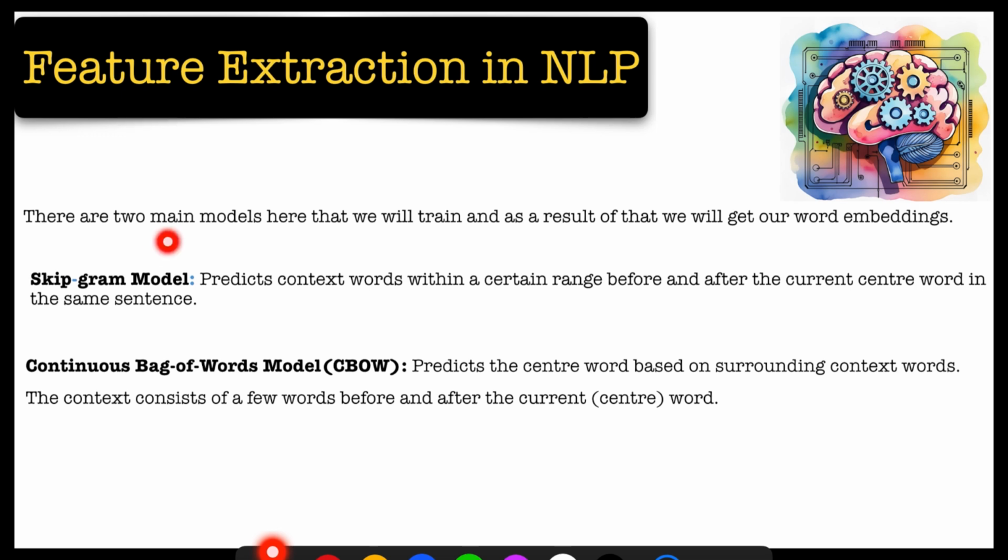Now there are two main models that we use to train, and as a result we get our word embeddings. Embeddings are basically the word vectors we are talking about. The first one is the skip-gram model. It predicts context words within a certain range before and after the current center word in the same sentence. Then there is the continuous bag of words, or CBOW, model. It predicts the center word based on the surrounding context words. The context consists of a few words before and after the center word, which we already discussed.